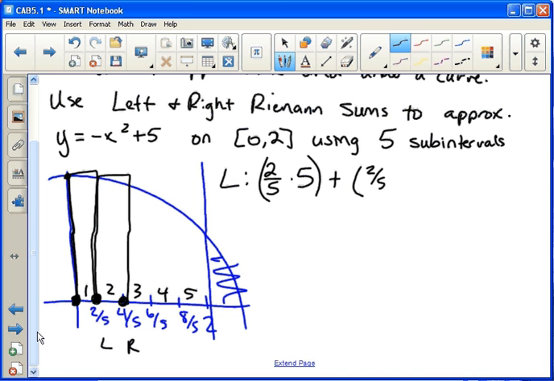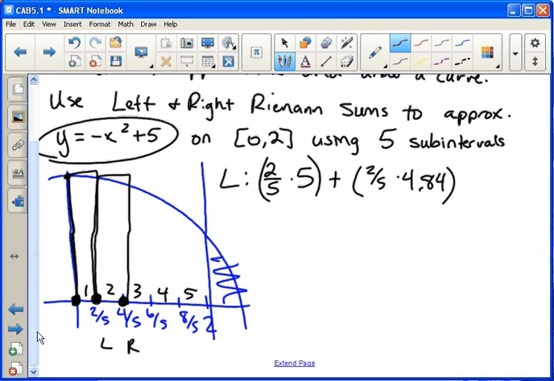So I plug 2/5 into negative x squared plus 5. And I believe you get 4.84, but I'm going to double check that really quick. Yes, 4.84 is correct. Alright, so that would be our height, 4.84. Again, I'm getting that number by plugging 2/5, my left endpoint, into my original equation up here. So I'm plugging these numbers in here to get my y value, because the y value is your height.